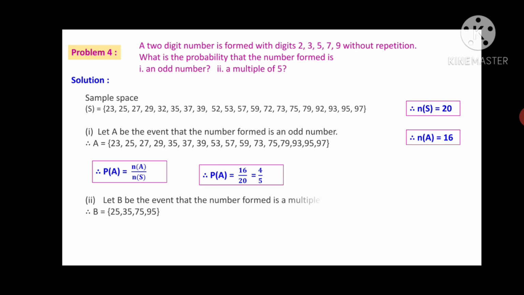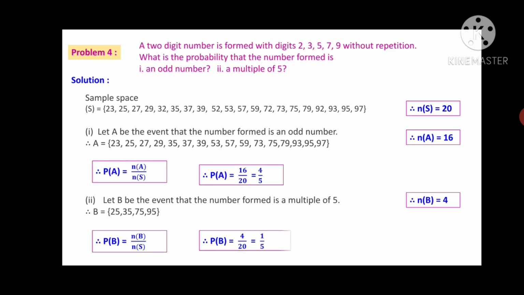Second, let B be the event that the number formed is a multiple of 5. Therefore, B is equal to 25, 35, 75 and 95. Therefore, n of B will be equal to 4. Friends, P of B will be now equal to n of B upon n of S, but n of B is 4 and n of S is 20. Substitute these values. Therefore, P of B is equal to 4 upon 20. After simplification, 4 1s are 4, 4 5s are 20. Like that, P of B is equal to 1 upon 5.